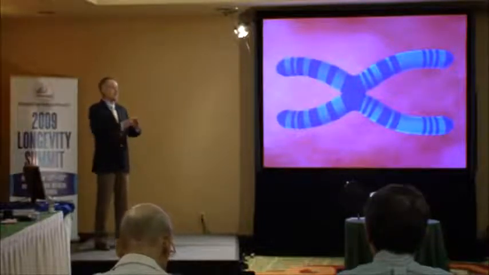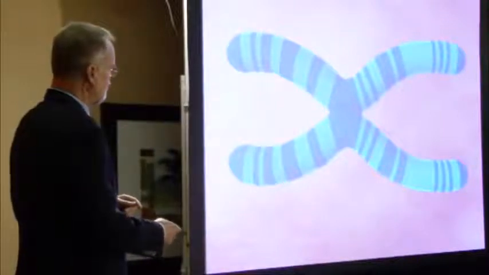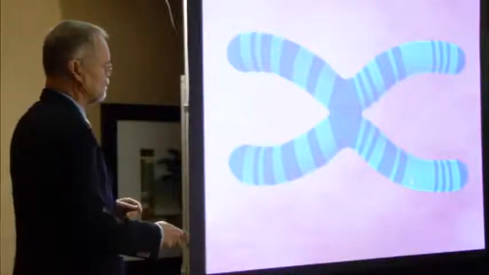DNA is essentially a string of beads made up of units called bases. A typical DNA molecule is about 100 million bases long, and it is found coiled up like a slinky, extending from one end of the chromosome all the way to the other end.